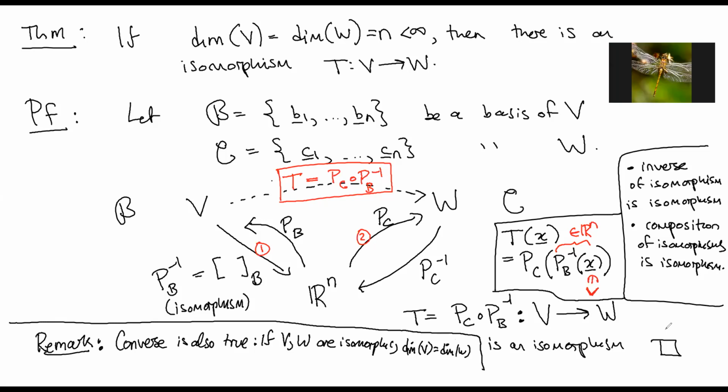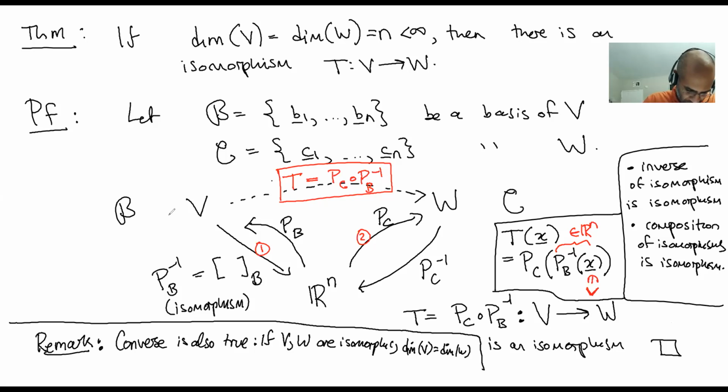Can I ask a quick question? Yes. I thought that we got the coordinate mapping from knowing what an isomorphism is, but here it feels like the other way around. We kind of define isomorphism from coordinate mapping. So which one should come first?